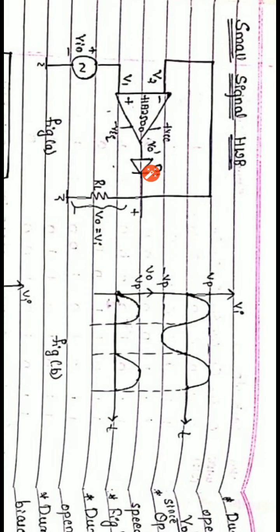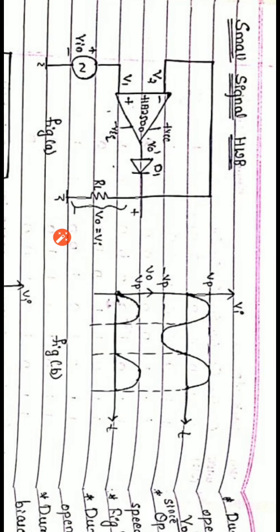So now we will start with the next topic, small signal half wave rectifier. Here an op-amp is used as a half wave rectifier for small signal analysis. In this circuit, we will discuss how it converts an analog signal into a pulsating DC, meaning a half wave rectifier.